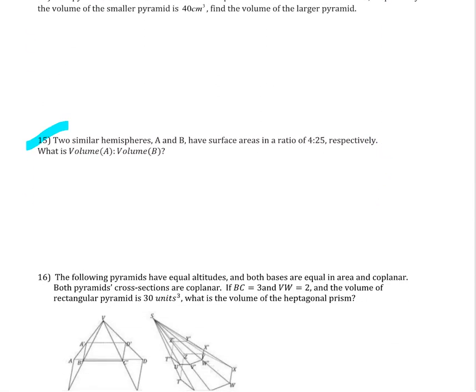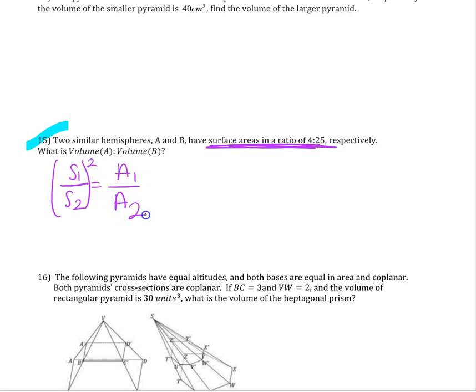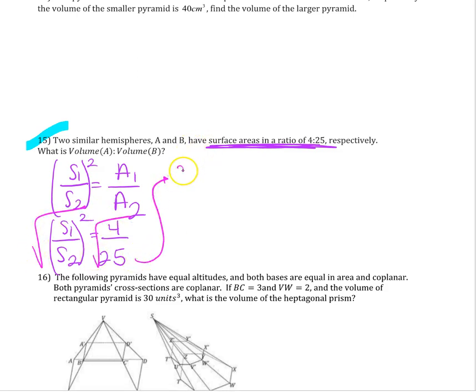All right, two similar hemispheres, A and B, have surface areas in the ratio of 4 to 25 respectively. What is the ratio of their volumes? Surface areas in comparison to side lengths are the squares of the corresponding side lengths. So if they're giving you the area ratio to be 4 to 25, that means in order to solve for side 1 over side 2, you'd have to take the square root. So side 1 to side 2 is 2 to 5.